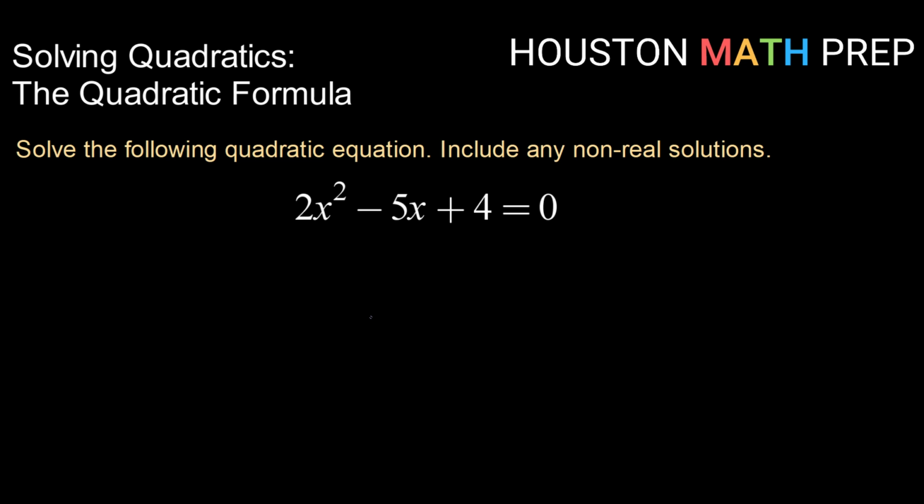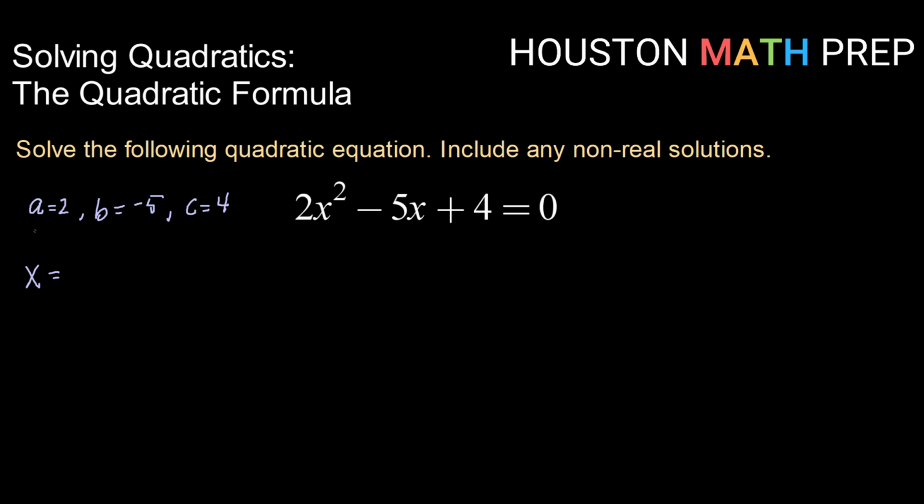In this video, we're going to be solving this quadratic equation using the quadratic formula. So we'll start by identifying our a, b, and c. A is always our coefficient for x squared. In this case, that's 2. B is our coefficient for x. In this case, that's -5. And c is our constant. In this case, that's 4.